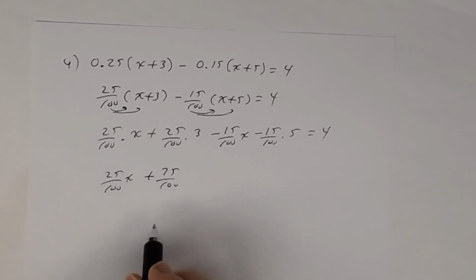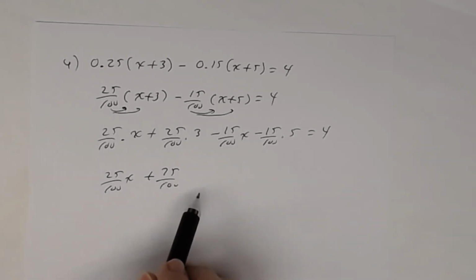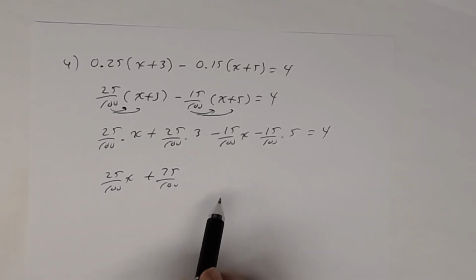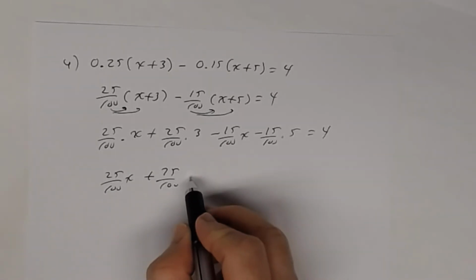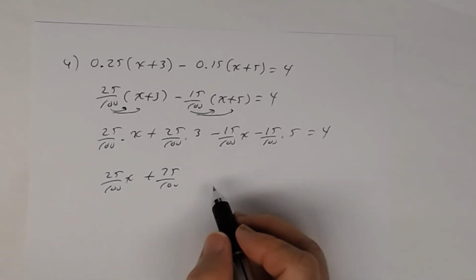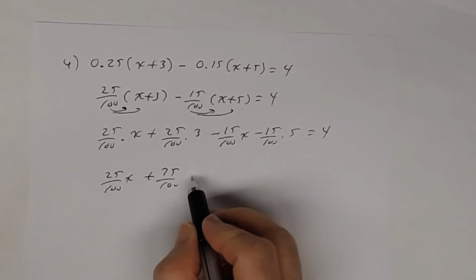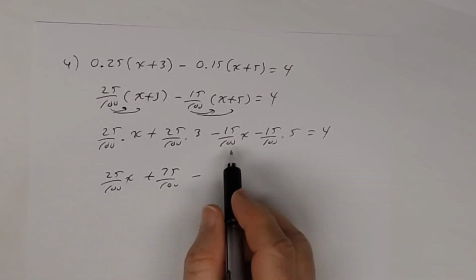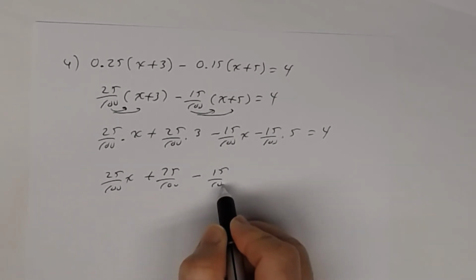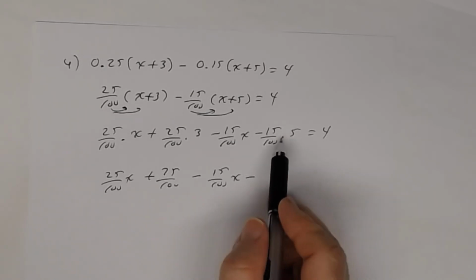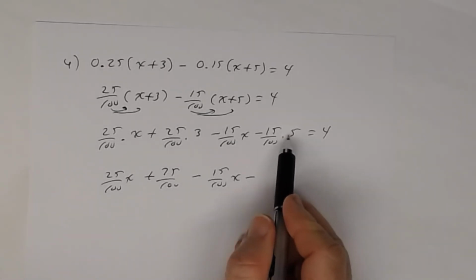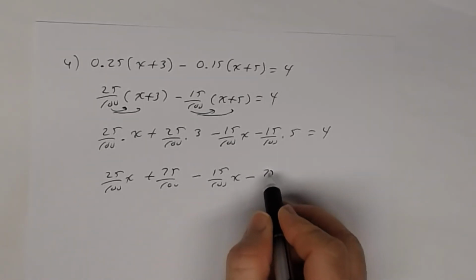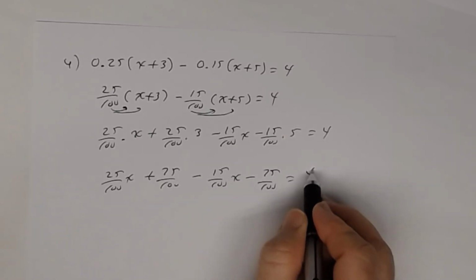Now don't reduce, leave it like that because you're going to multiply both sides by the LCD, and you want the LCD to be multiples of 10. So either 10, 100, 1,000, and so on. All right, so minus, and this is 15 hundredths x, and then minus, and the same thing here. 15 times 5 is 75, so you get 75 hundredths equal 4.